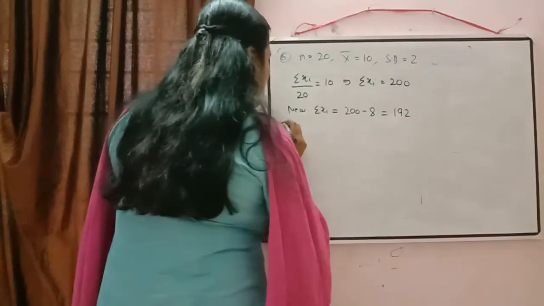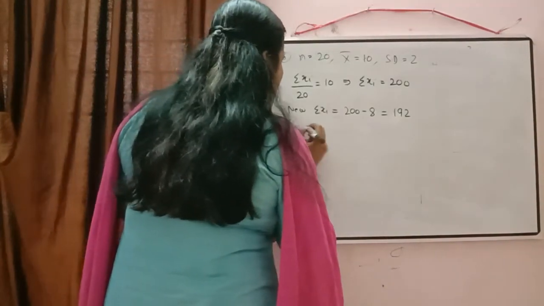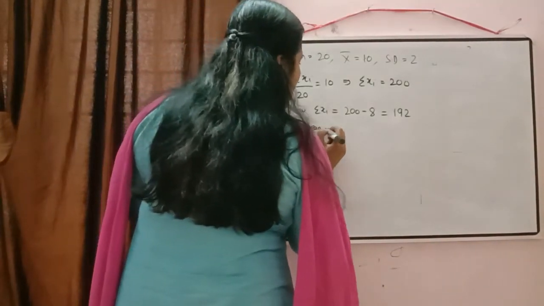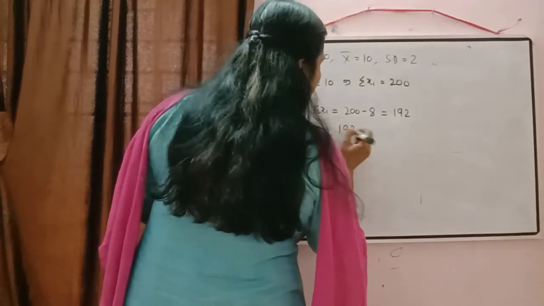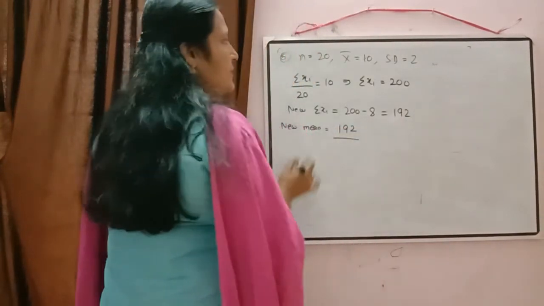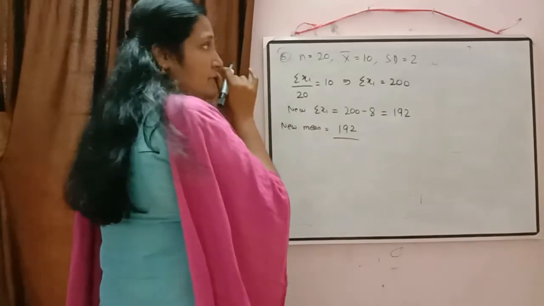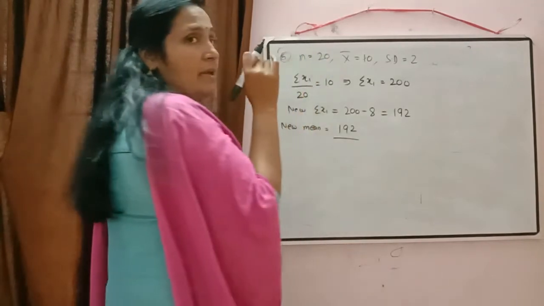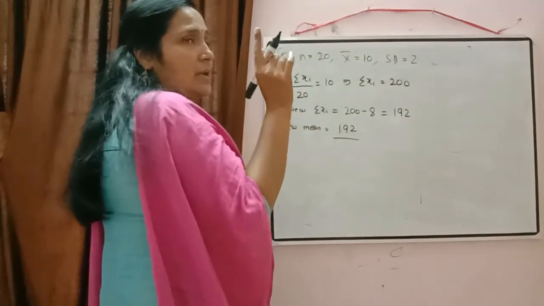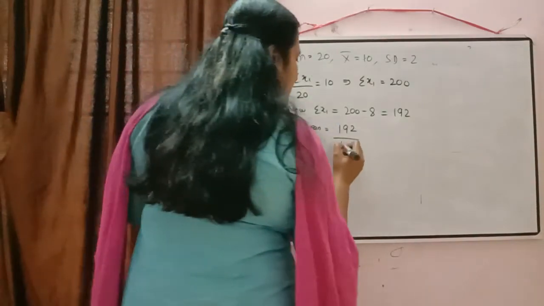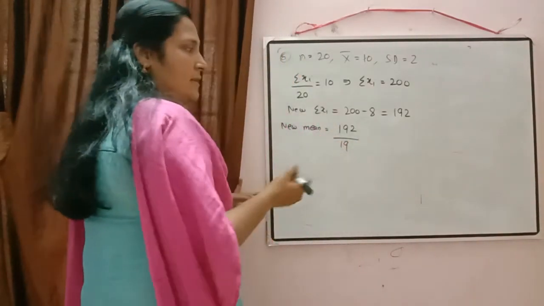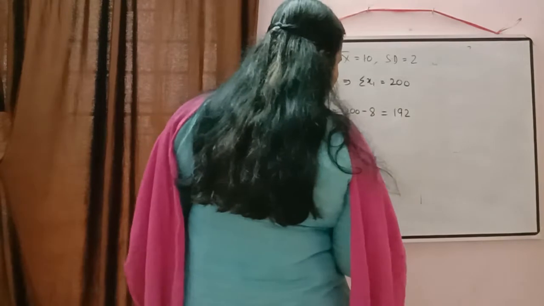Now we can check what will be the new mean. So just write down there, new mean is equal to, we know the formula, sum of all the observations divided by how many observations are there? Now we don't have n equal to 20. We removed one observation, so it will be equal to 19. Now we can just check what will come there.